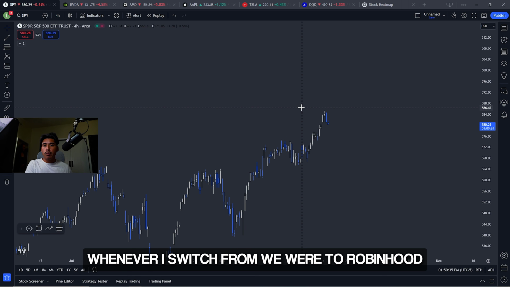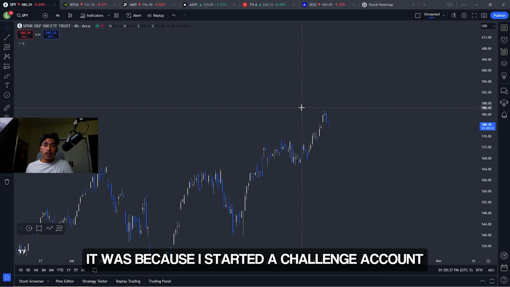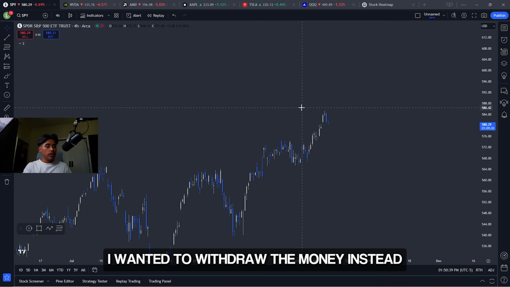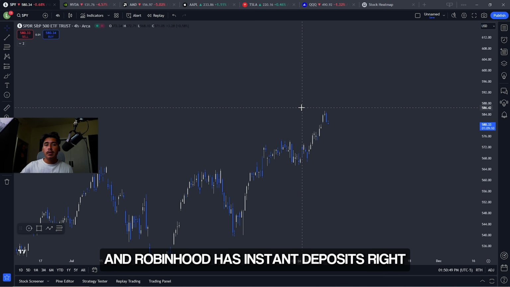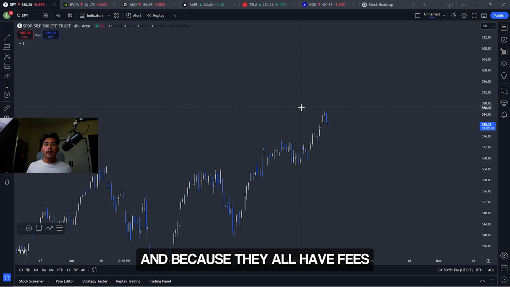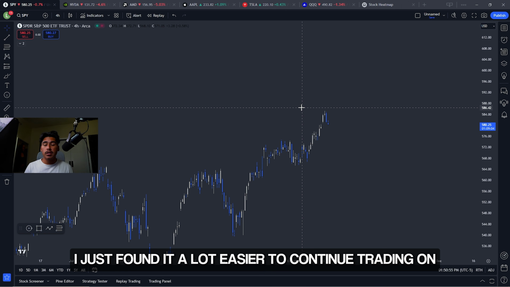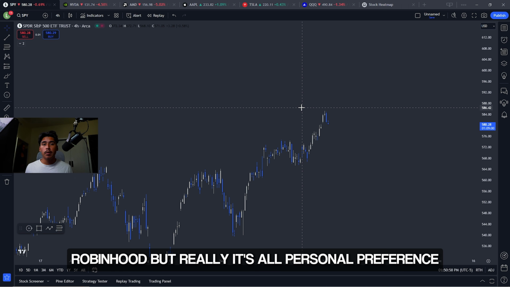Whenever I switched from Webull to Robinhood, it was because I started a challenge account. I wanted to withdraw the money instantly. You get an instant withdrawal the next morning. You have your deposit, and Robinhood has instant deposits, right? And because they all have fees, Thinkorswim, Webull, and Robinhood, I just found it a lot easier to continue trading on Robinhood. But really, it's all personal preference.